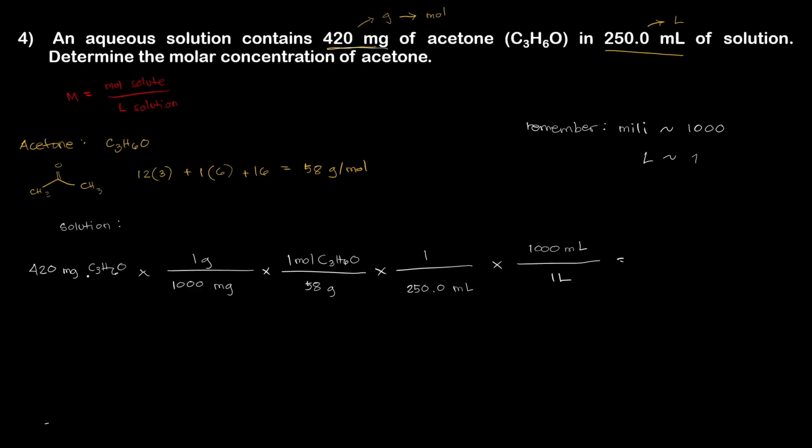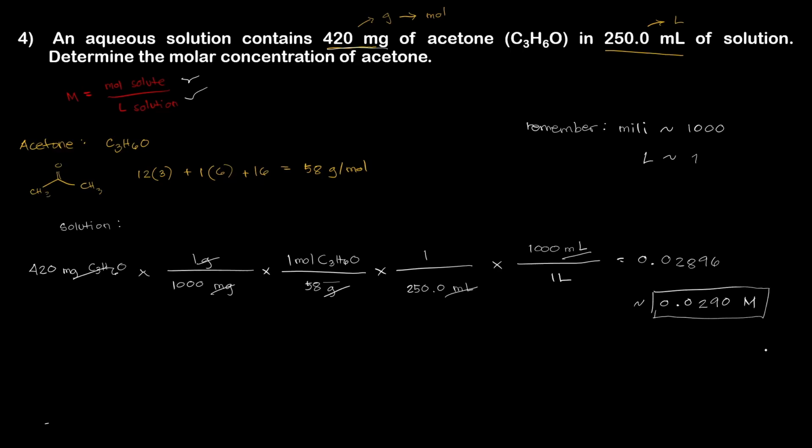Now we can solve for the molarity since we can cancel this and then this. So we're left with mole over liter, right? Mole over liter. Okay. So solving, the molarity of the solution is 0.02896, or just 0.0290 molar.